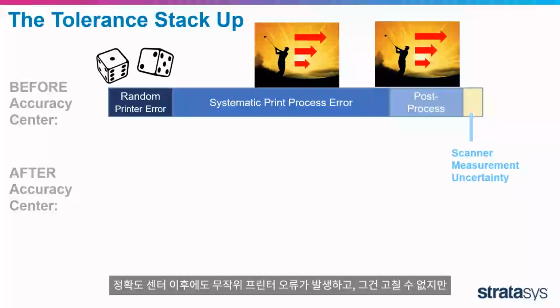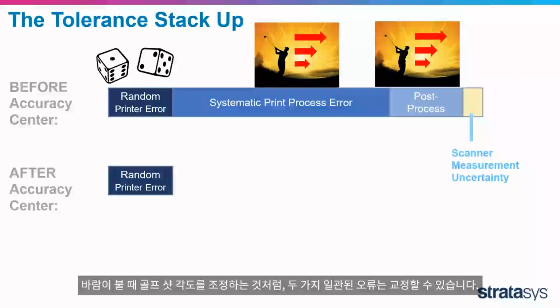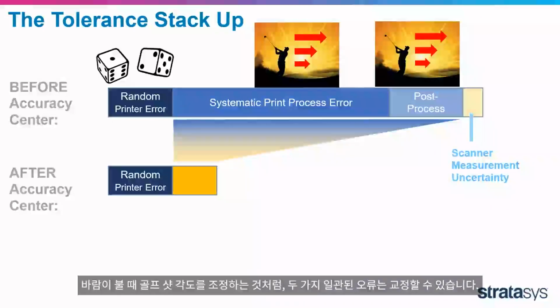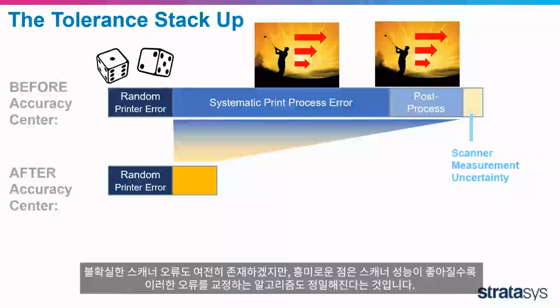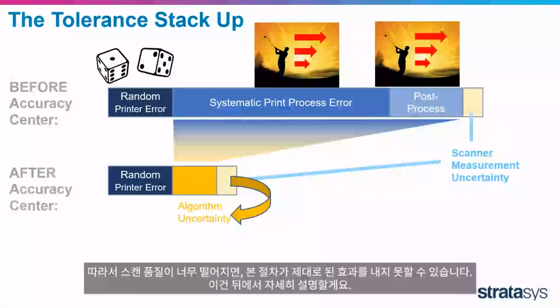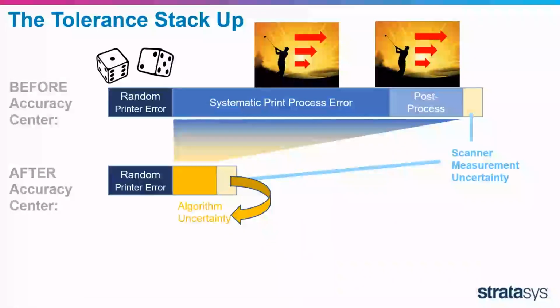After Accuracy Center, there's still going to be the same amount of random printer error. We can't correct for that. But the two consistent errors we can correct for, like wind on a golf shot. Okay? Just angling it the other direction. There's still going to be the scanner uncertainty error, but interestingly enough, the better your scanner is, the tighter our algorithm gets at correcting for that error. So there is a limit on how bad your scan can be before this process isn't worth it, and we'll talk about that in 2 slides.